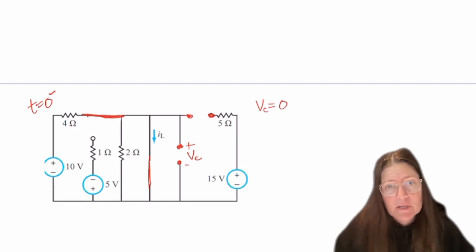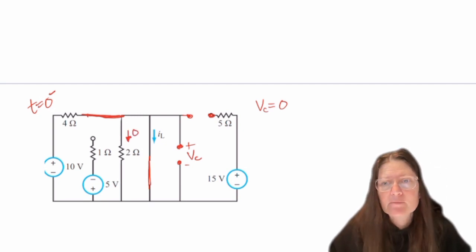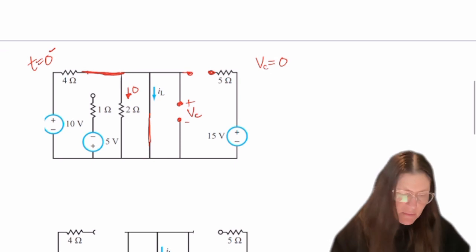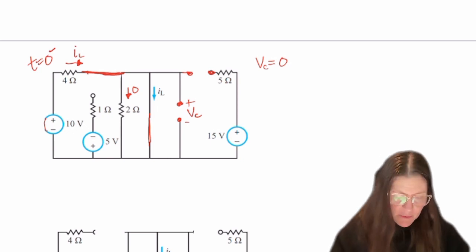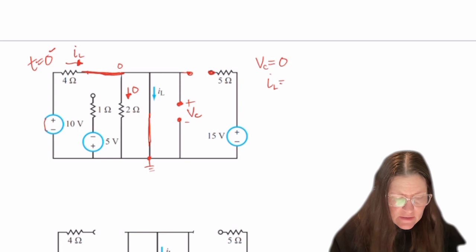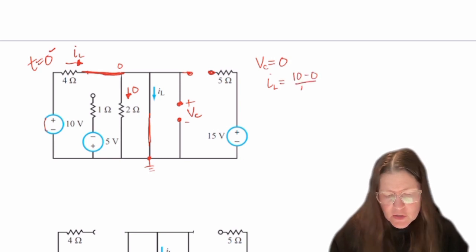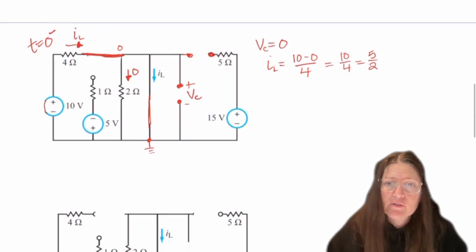IL is going to be shorting the 2 ohm, so there will be no current in this branch, and so the same current is going to be flowing through this 4 ohm. And so if I put ground here, then I notice that this is 0, and I can say that IL is 10 minus 0 over 4. And so that will give me 10 fourths, or 5 halves. And so that will be my current source value.